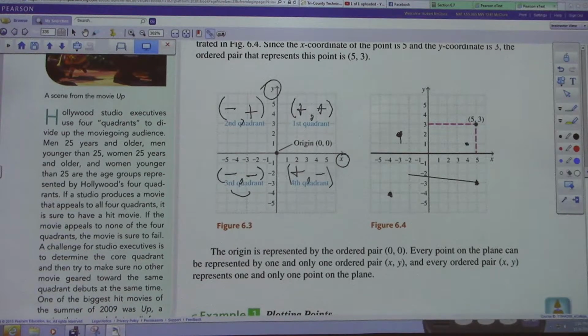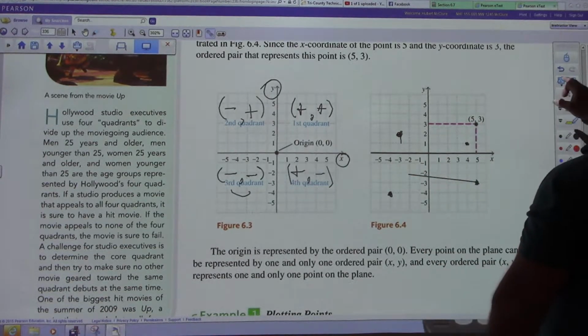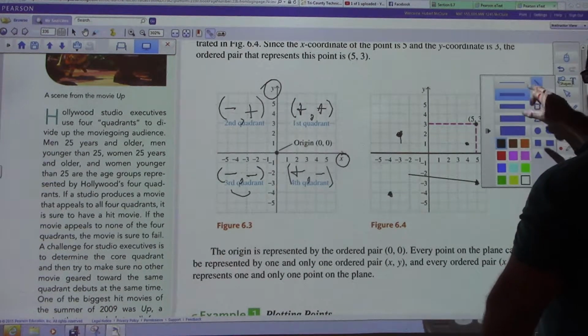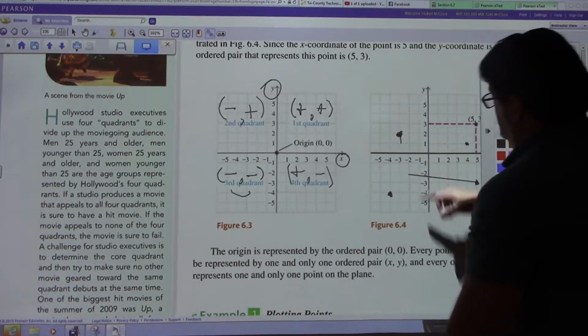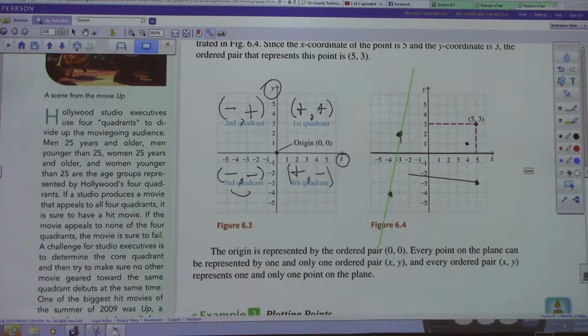Now, what makes a straight line? 2 points, right? 2 points make up a straight line. So, if I add 2 points, or if I take my handy-dandy line maker and I color it green, I just made a line connecting 2 points.